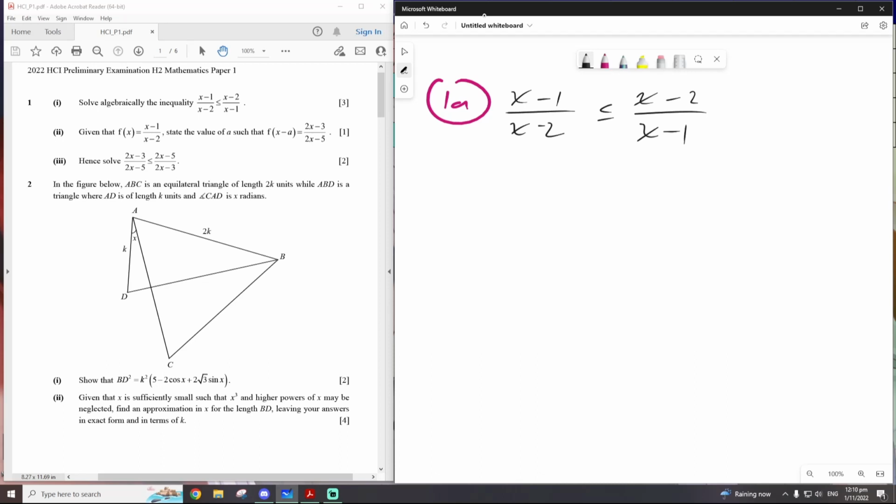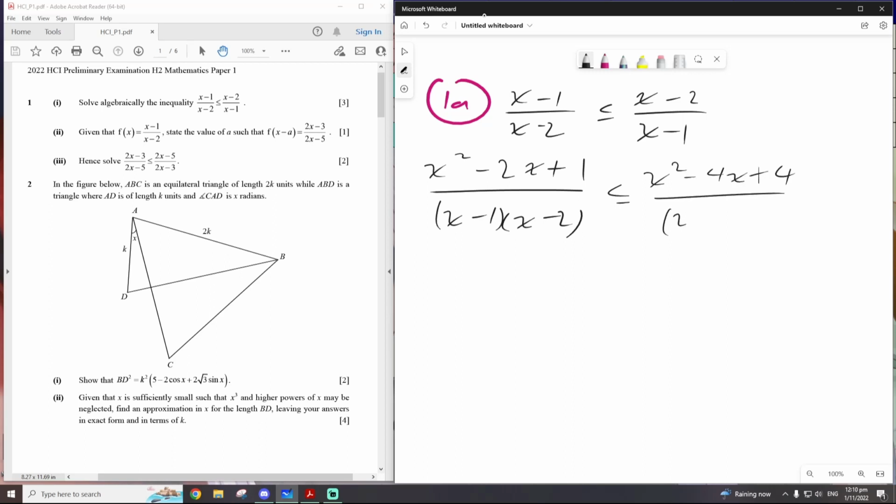Okay. If I multiply both sides so as to make a common denominator, I will get x squared minus 4x plus 4 divided by, oh sorry, this one should be x squared minus 2x plus 1. What I want to do is multiply the top and bottom by x minus 1, so that I get the denominator (x minus 1)(x minus 2). This is less than or equals to, I'll do the same thing here, multiply top and bottom by x minus 2 to get x squared minus 4x plus 4 divided by (x minus 1)(x minus 2).